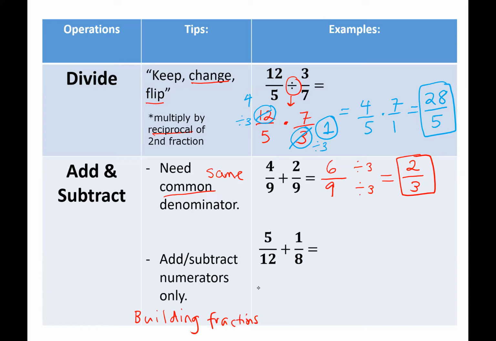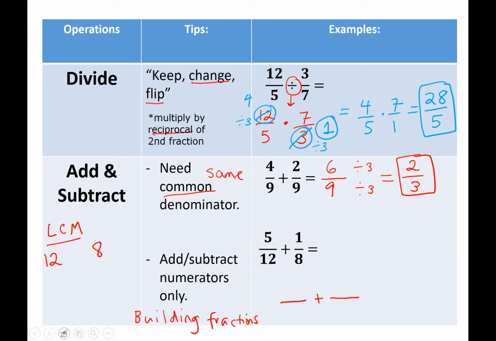We need to get a common denominator. How is that going to work? We need a number that is a multiple of 12 and a multiple of 8. So we actually need the least common multiple. There are different ways of doing this. I'm going to make a list of multiples of each of these numbers, and as soon as I have a common multiple, that's the number I'll use.